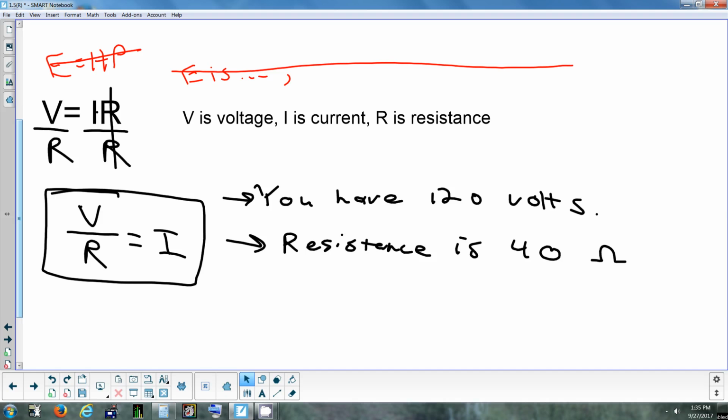That's the symbol. It has 40 ohms of resistance. Looks like an EMT clip. Oh, what? EMT clip. What's that? So the question is, what would the current be?